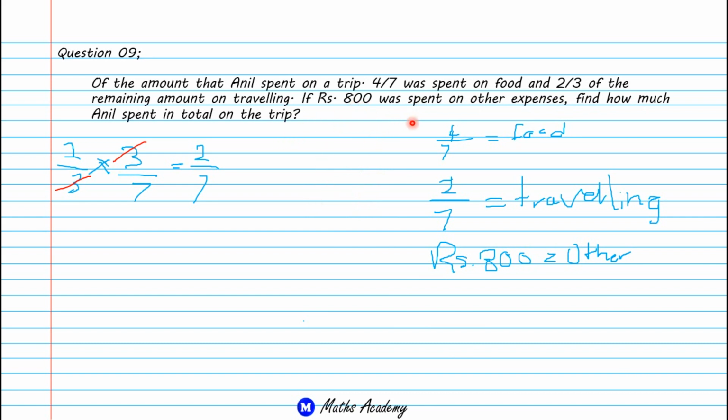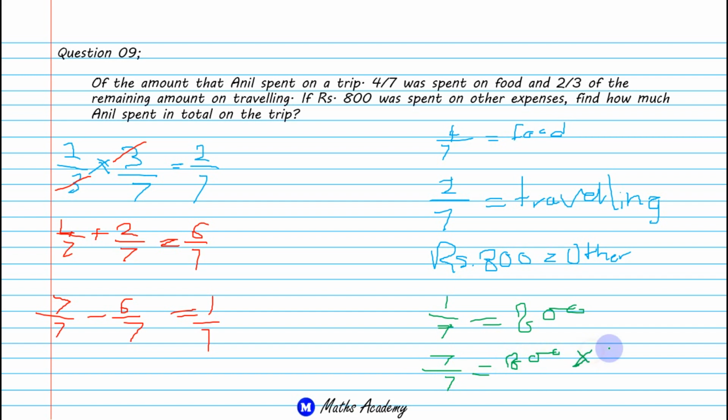To find the total amount he spent, we should add 4 over 7 plus 2 over 7 and we should minus it with the total amount. So the total amount will be 7 over 7. If you minus, you get 1 over 7. So 1 over 7 that is spent on other expenses, that is equals to 800. Now they are asking us to find how much Anil spent in total on the trip. So to find the total, we should multiply 800 by 7. That is 5,600 rupees he has spent on the total trip.